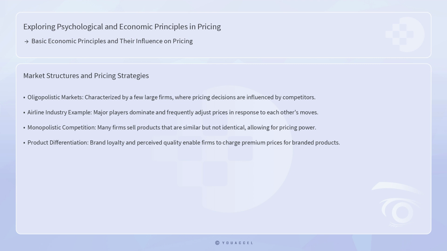Oligopolistic markets, characterized by a few large firms, often engage in strategic pricing, where each firm's pricing decisions are influenced by the actions of its competitors. An example is the airline industry, where a few major players dominate and frequently adjust prices in response to each other's moves. Monopolistic competition, where many firms sell products that are similar but not identical, allows for some degree of pricing power due to product differentiation. For instance, brand loyalty and perceived quality differences enable firms to charge premium prices for branded products compared to generic alternatives.